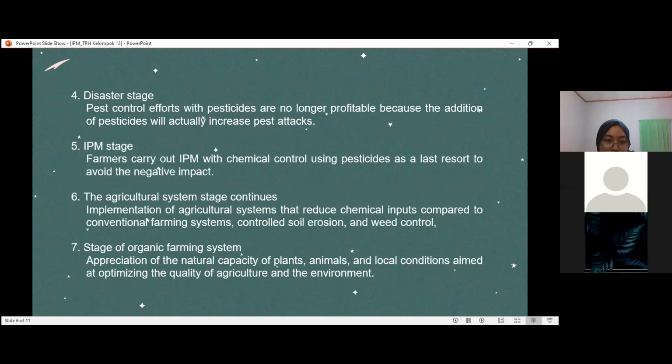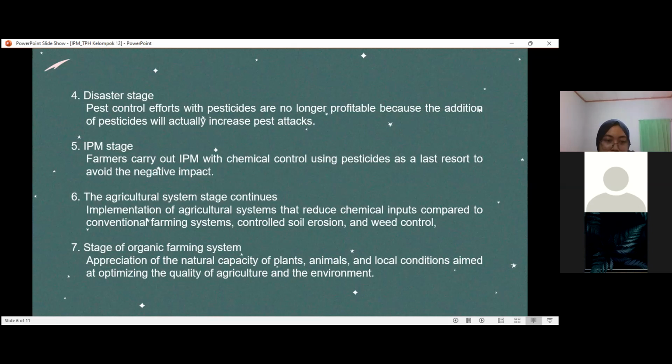Number four, disaster stage. Pest control efforts with pesticides are no longer profitable because the addition of pesticide will actually increase pest attack. Number five, IPM stage. Farmers carry out IPM with chemical control using pesticide as a last resort to avoid the negative impact. Number six, the sustainable agricultural system stage.